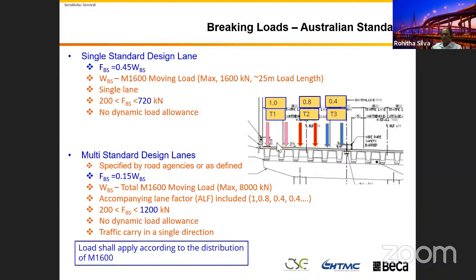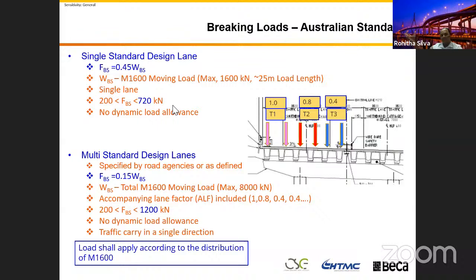In our example, we can put 3 lanes on this bridge, right? Then it's not single lane, it's multi-lane. The code says if you use multi-lane, it depends on the bridge length, and your calculation is based on a different approach. The braking load is 15% of the total weight of your traffic load. What I mean by traffic load is this design load. And in the previous case, if you use a single truck, you use 45% of that weight. It's really significantly large.